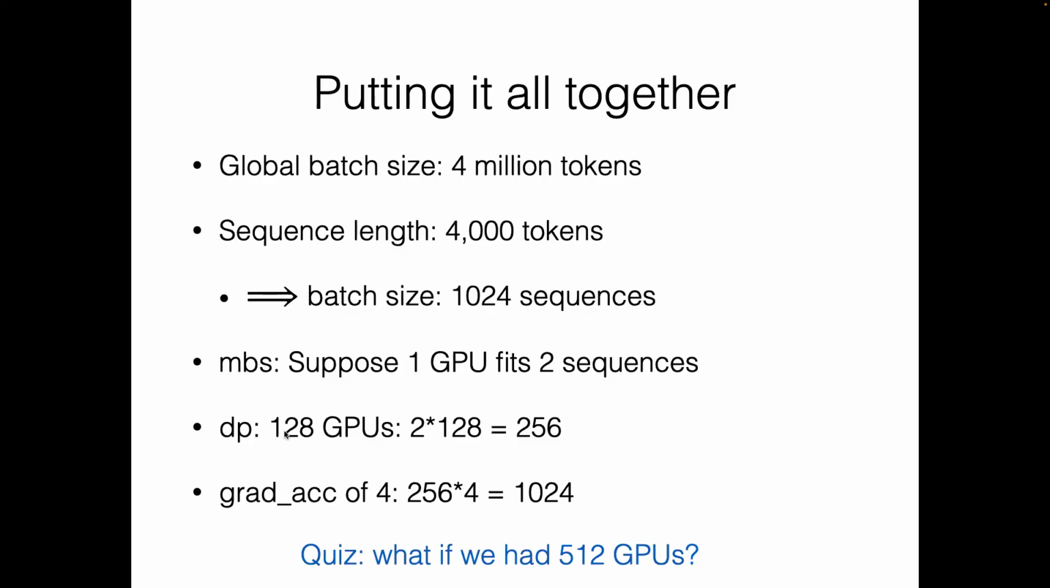And then let's say that we have 128 GPUs. Now we would be able to have a batch size of 256. And so you would still want to use gradient accumulation of 4 to achieve your target batch size of 1024 sequences or 4 million tokens. Okay, so that's showing how you would think about having this target batch size, and then how you translate it to using data parallelism and gradient accumulation if you had 128 GPUs.